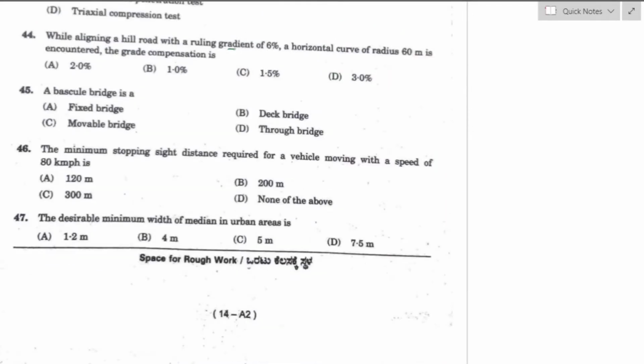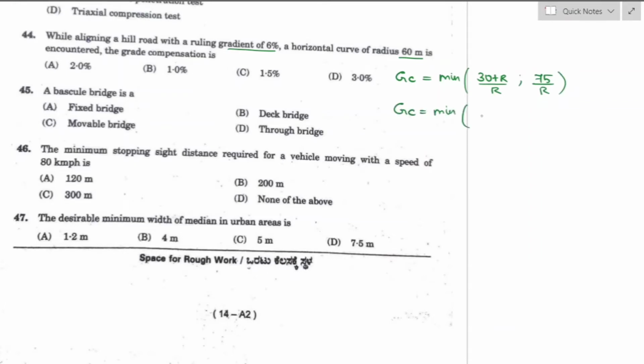Number 44. While aligning a hill road of a ruling gradient 6%, a horizontal curve of radius 60 meter is encountered. The grade compensation is. We know that grade compensation is the minimum value of (30 + R)/R or 75/R, where R is the radius of the horizontal curve.